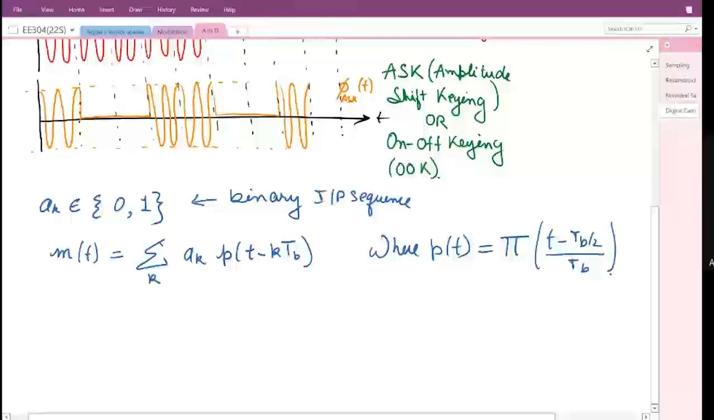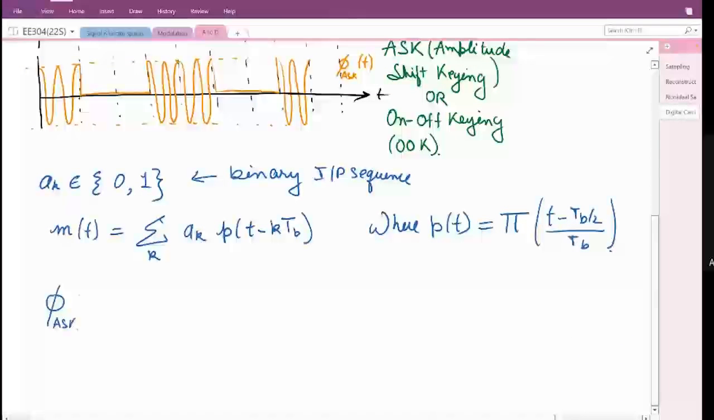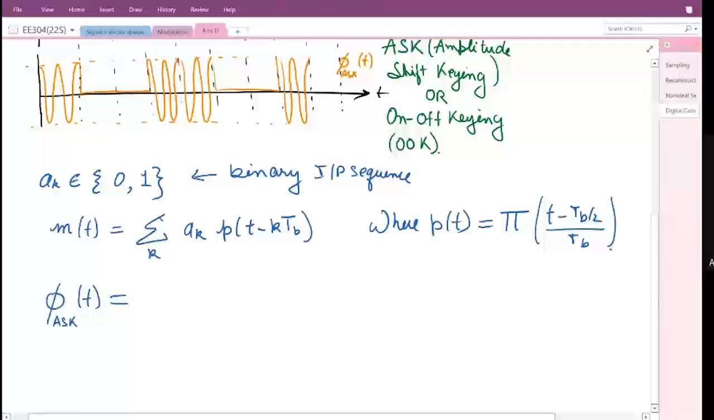Okay. So if I have to now write the ASK signal, how should we write it? What should this be? How should we obtain this? Anyone?